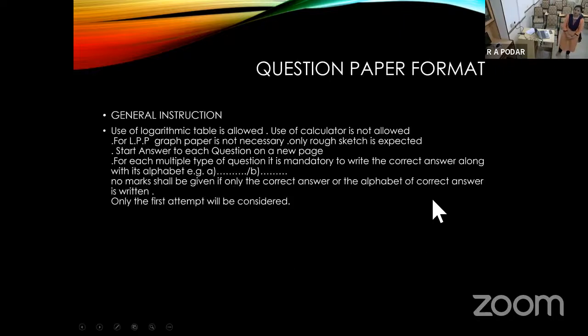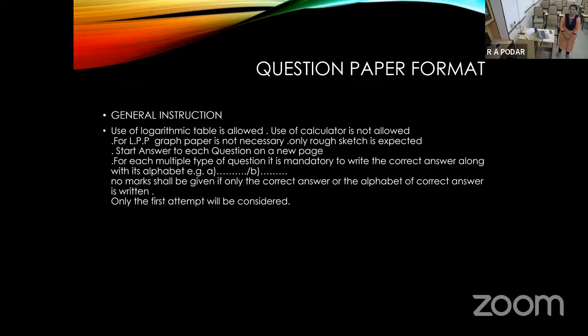So, question paper format, these are the general instructions. The first instruction is regarding the logarithmic table, which will be provided at the center. The second instruction, if we observe, is regarding the LPP graph paper. The LPP graph paper is not necessary, only a rough sketch is expected. But a few centers may provide graph paper, or a few centers may not provide it. So according to the center, we have to take one.